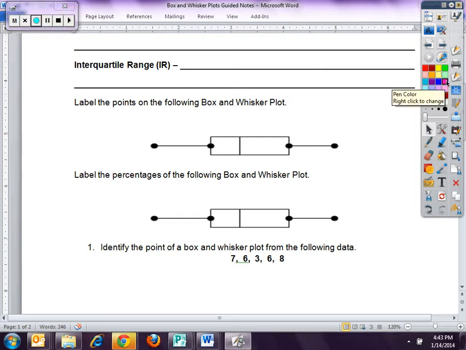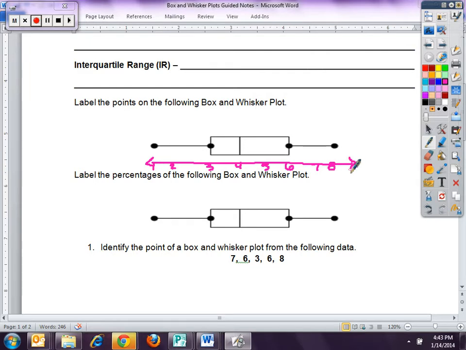So now, I want to label each of these points on my Box and Whiskers plot. So my Box and Whiskers plot will always have a number line underneath it. Not the list of the data points, but a number line. 1, 2, 3, 4, 5, 6, 7, 8. It's just an example. Okay? At this point, it doesn't really matter. I just want you to understand that it will always be over a number line.